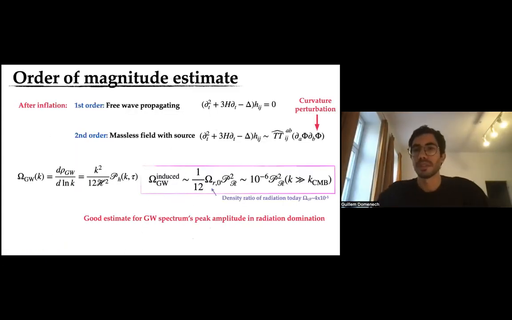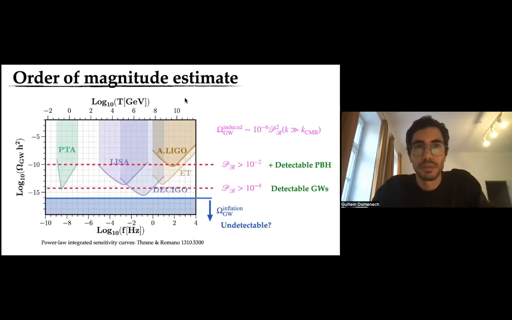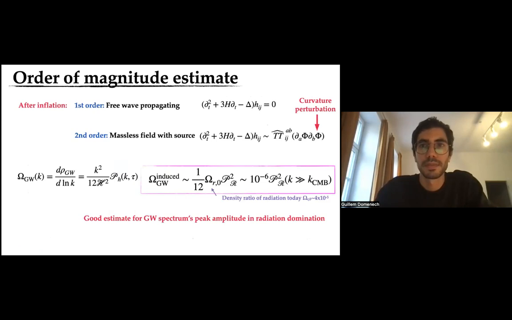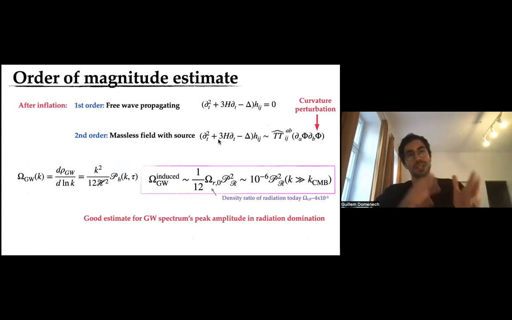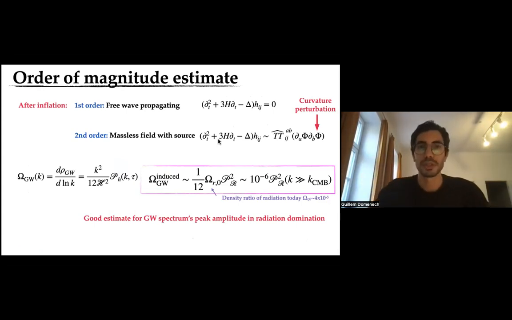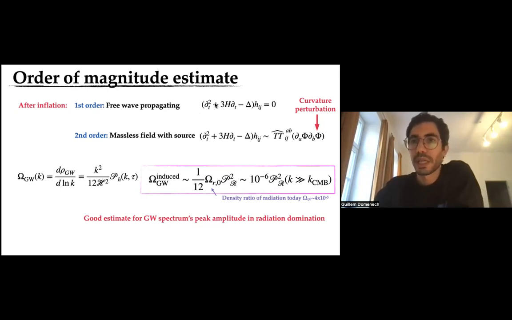Now we can do some order of magnitude estimates. Actually, not too bad, it's quite precise. For that, I need to present to you the equations of these gravitational waves in cosmological perturbation theory. At first order in perturbation theory, just as you would expect, you have free waves propagating in the universe. But at second order, since general relativity is nonlinear, you will have some source term, which will be quadratic in the perturbation.